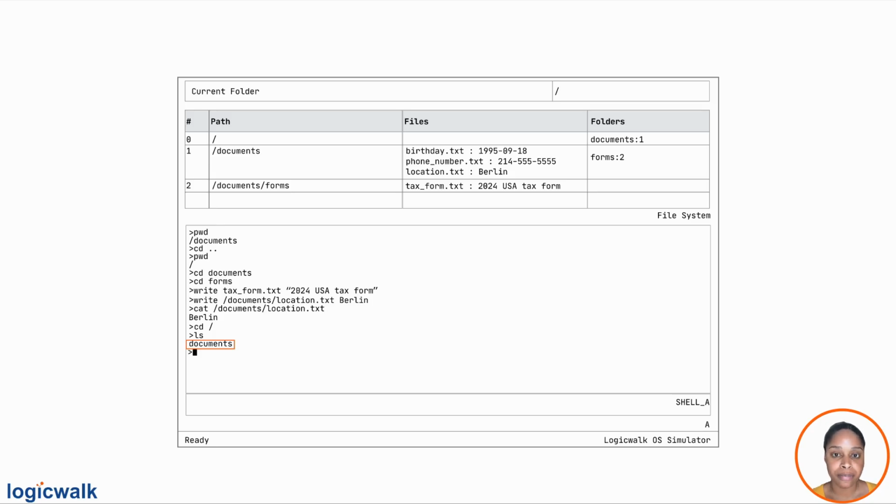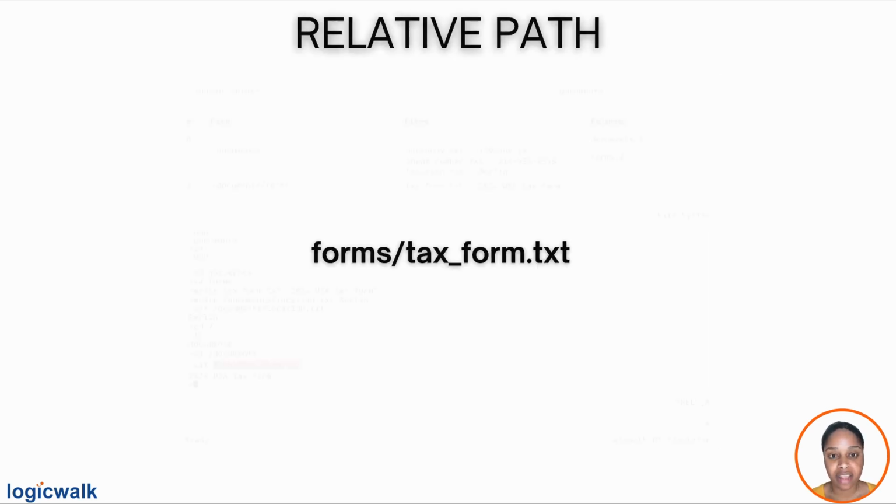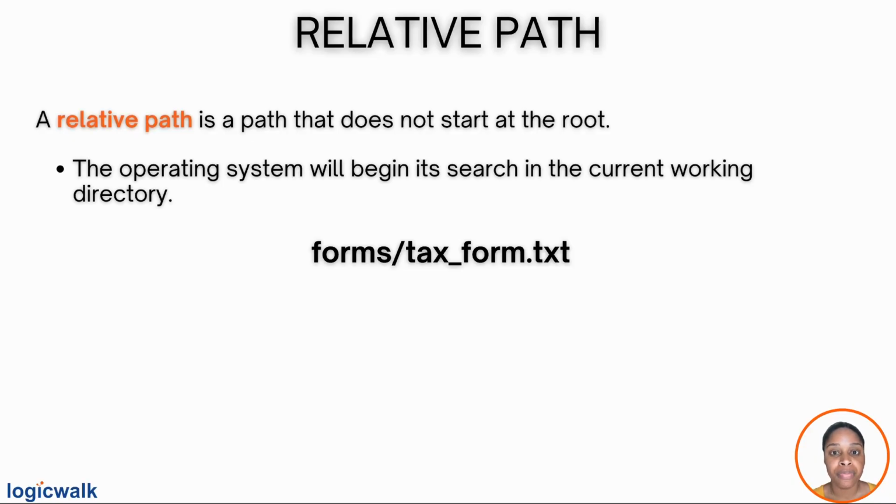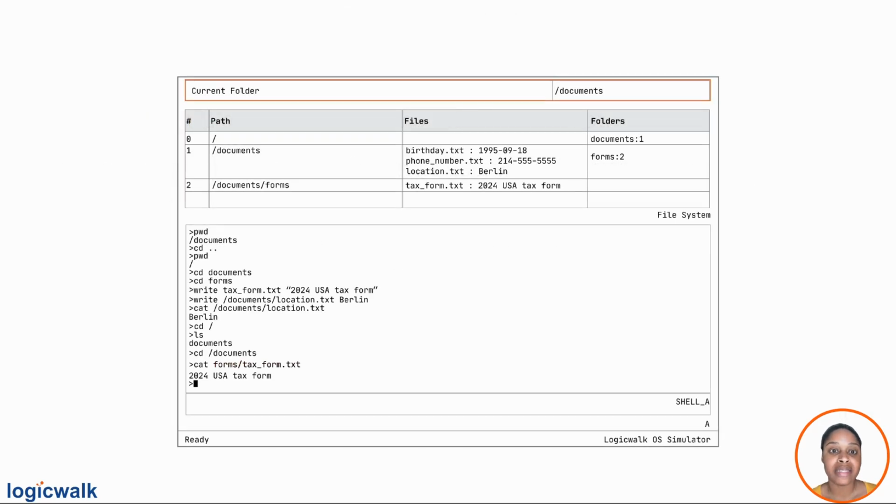Now let's try one more example. Consider the command shown on the screen. On the first line, we moved into the Documents folder. Then we use the cat command with the following file path. Notice that this file path does not begin with a /. This type of file path is known as a relative path because it does not start at the root. When the operating system encounters a relative path, it begins its search in the current working directory instead of starting from the root folder. In this example, the OS first looks for the Forms folder inside the Documents folder because that is where we are currently working. Then the OS moves into the Forms folder and locates the tax form.